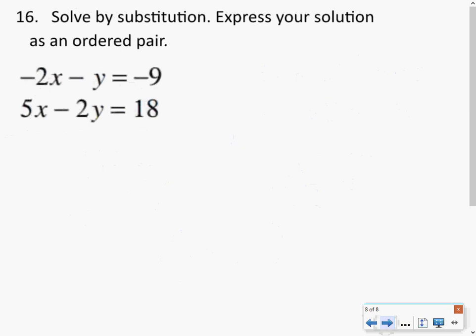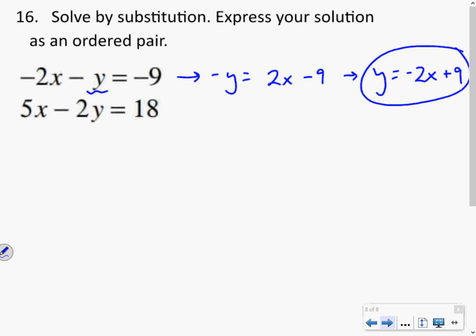Let's look at substitution. Okay? We need to decide which of these equations we're going to solve for a single variable. Remember, you want to always look for the variable that doesn't have a coefficient, or I should say a coefficient of 1. In this case, it's going to be the y. Okay? So I'm going to solve this top equation for y. I'm going to add 2x to both sides first, and then I'm going to have to divide by -1. So we get y equals -2x plus 9. Okay, so there is my top equation solved for y.